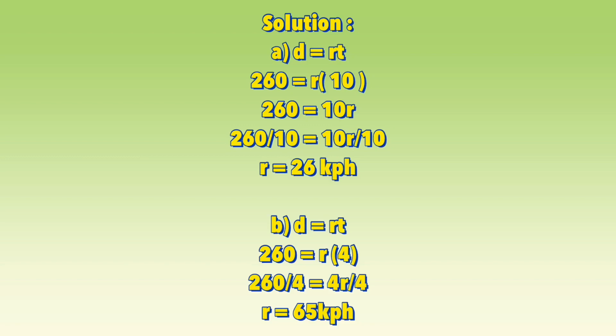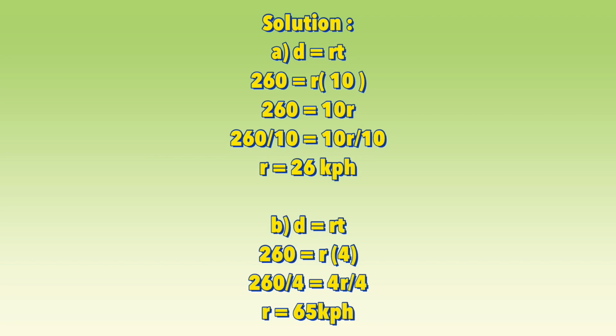Then we're going to multiply 260, bring down, equals R times 10 hours. Then we're going to divide both sides by 10, and 10 divided by 10 equals R, and 260 divided by 10 equals 26. So therefore for letter A, the rate is 26 kilometers per hour.